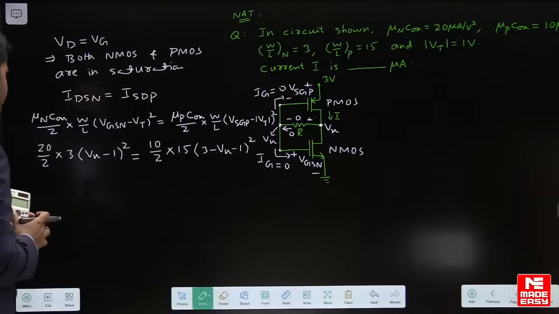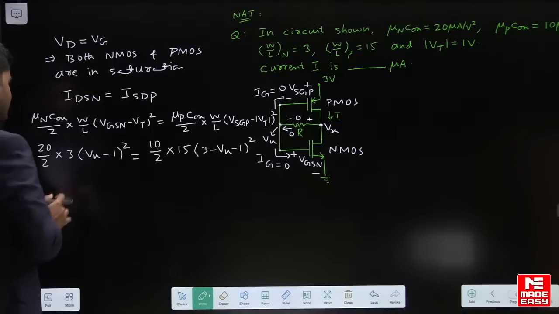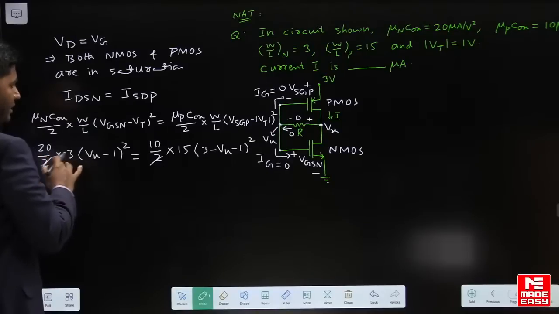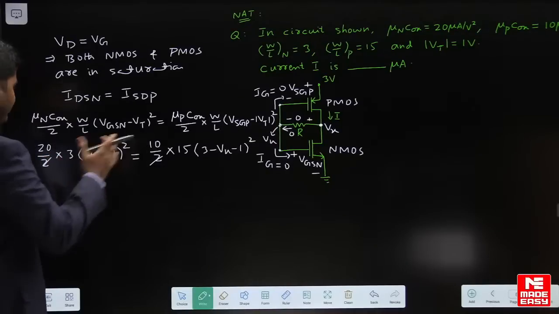अब आप इसको simplify करिए बेटा. This 2 will cancel out. This will become 60 and here we have 150, right?